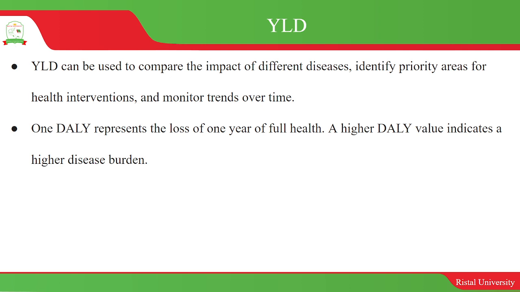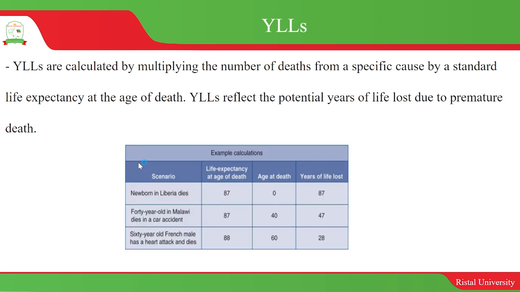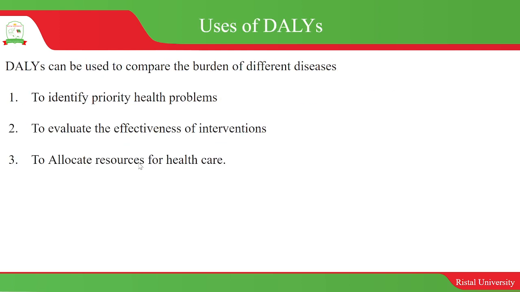So one DALY represents 1 year, or represents the loss of 1 year of full health. So it means if you have a higher value of DALY, you have a higher disease burden. So you don't want to have a DALY which is higher. If you have a DALY of 2, it means that you have a loss of 2 years of full health. That's something that you really need to know about interpreting DALYs.